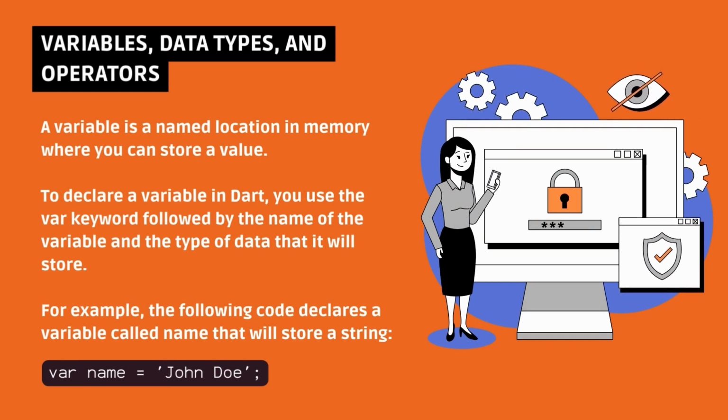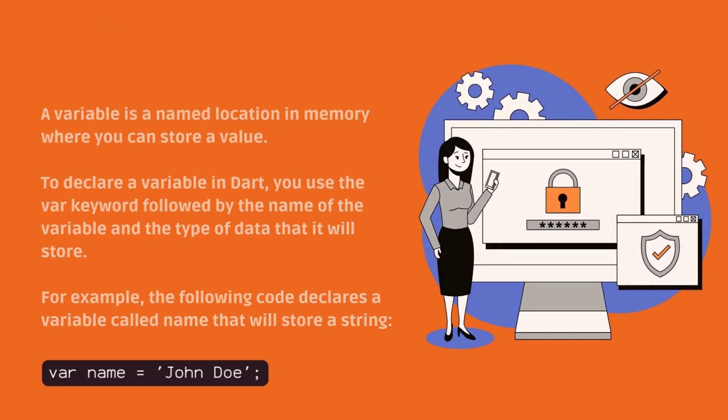A variable is a named location in memory where you can store a value. To declare a variable in Dart, you use the var keyword followed by the name of the variable and the type of data that it will store. For example, the following code declares a variable called name that will store a string. var name = John Doe.